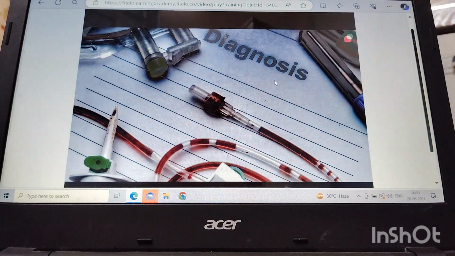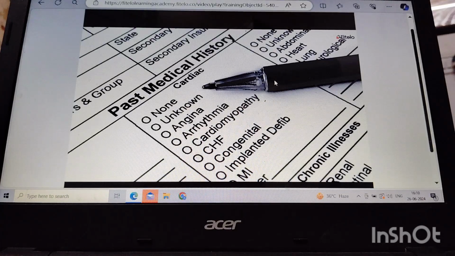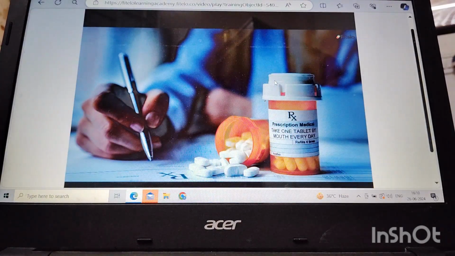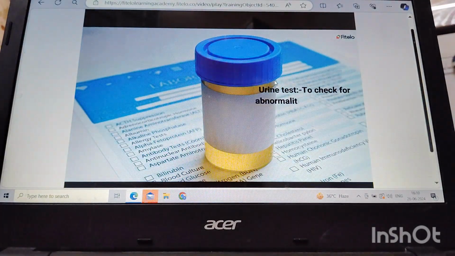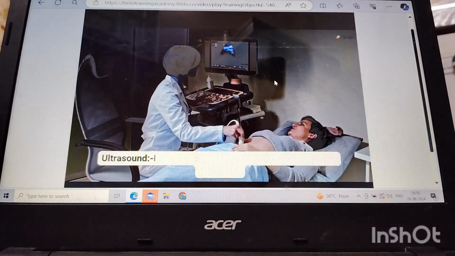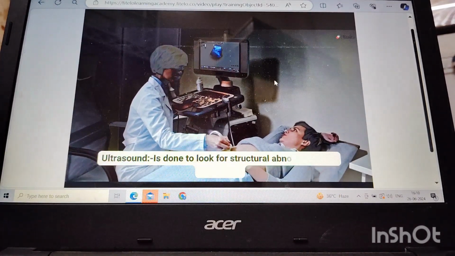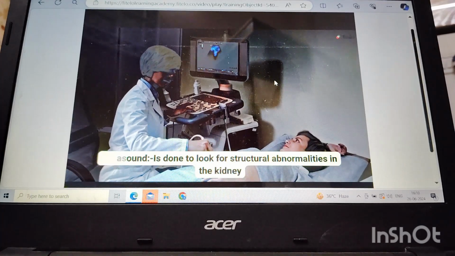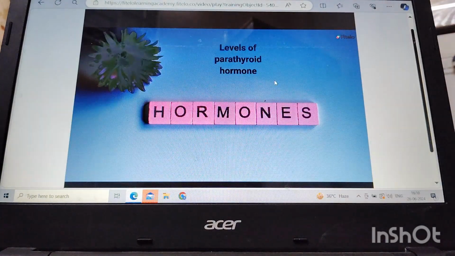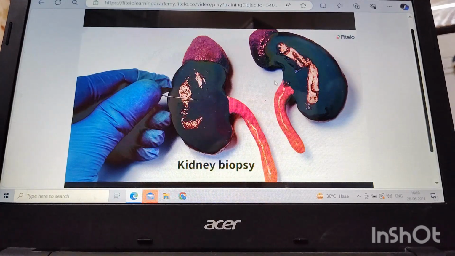Diagnosis of chronic kidney disease starts by analyzing medical history and family history. The doctor may also check for medications which could have caused damage to the kidneys. Urine tests are checked for abnormalities such as the presence of blood or protein. Ultrasound is done to look for structural abnormalities in the kidney. Hormone tests, like levels of parathyroid hormone, are measured, which is affected by kidney function. And the last one is kidney biopsy.